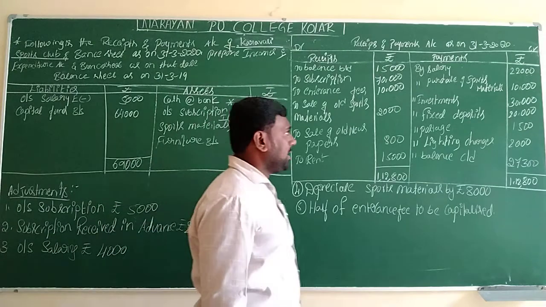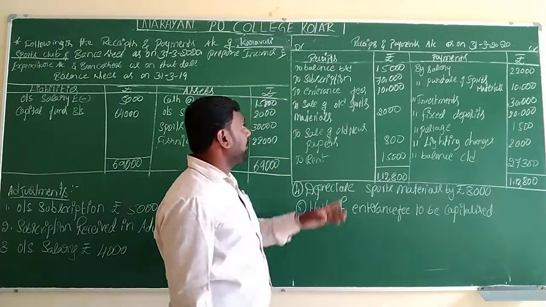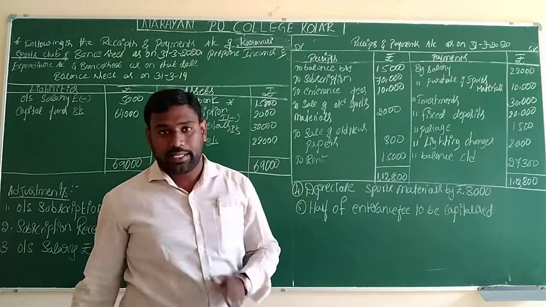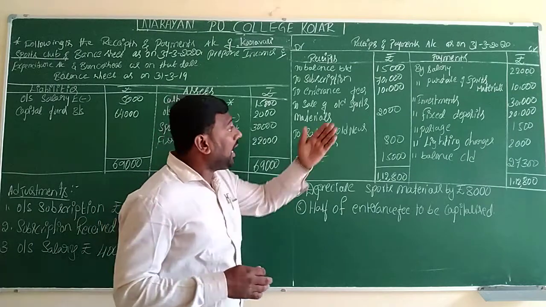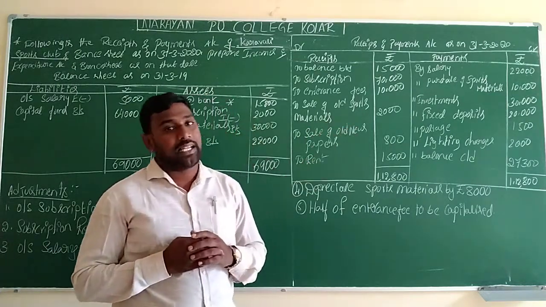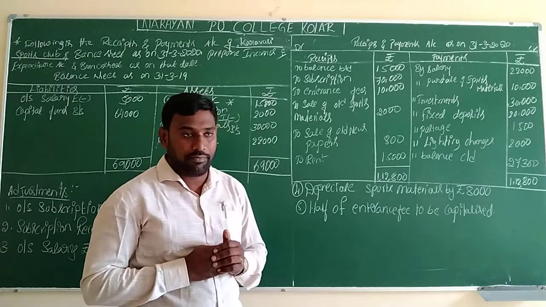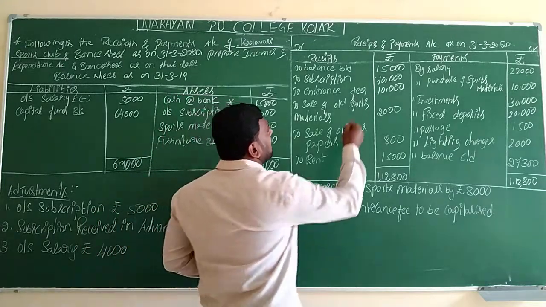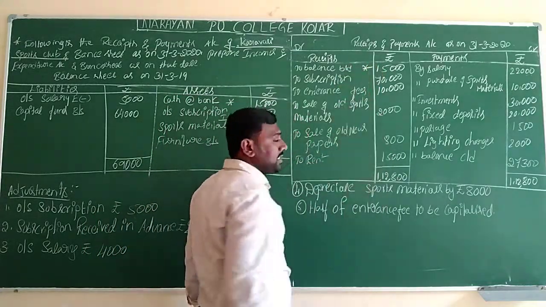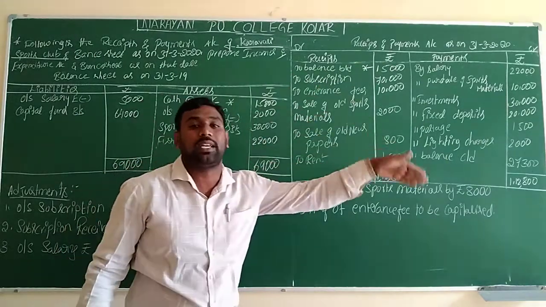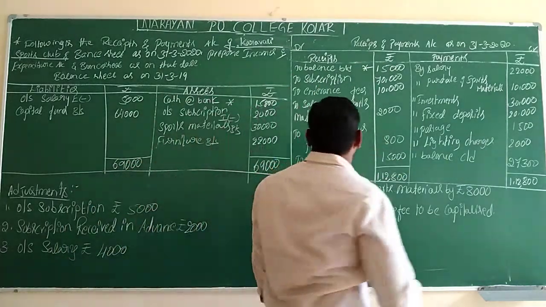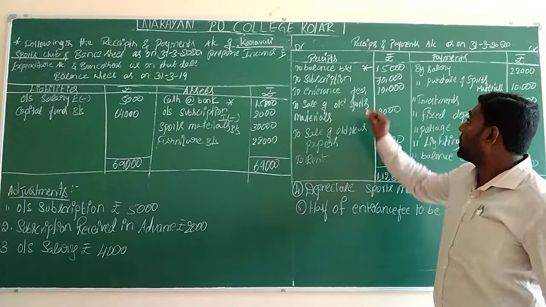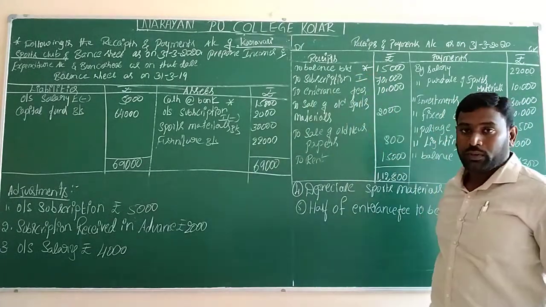Let's come to the receipt side. Under the receipt side, incomes and liabilities are there, we have to divide. And the payment side, expenses and assets will be there, that also we have to divide. First, balance brought down, we won't consider this balance because it comes from the previous account, so we should ignore this one.